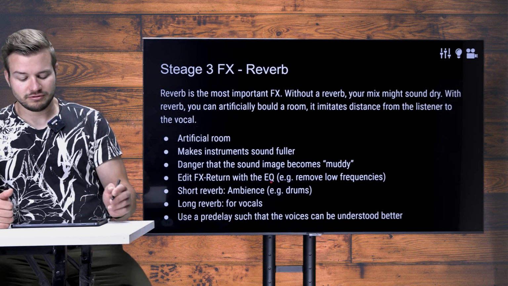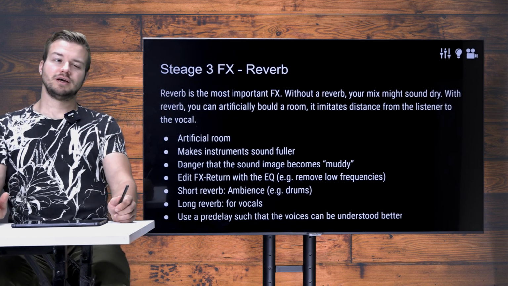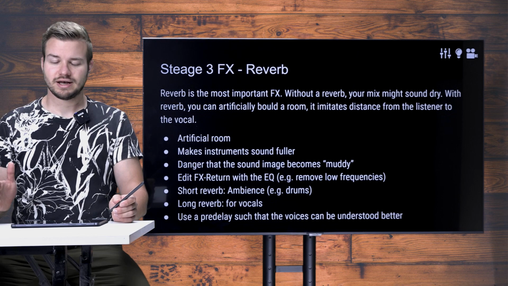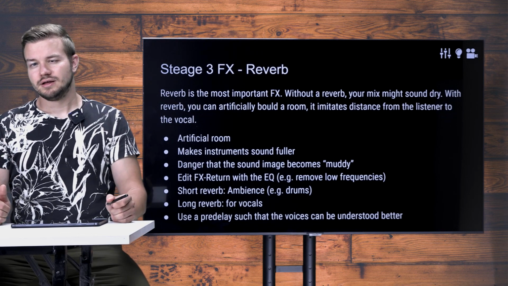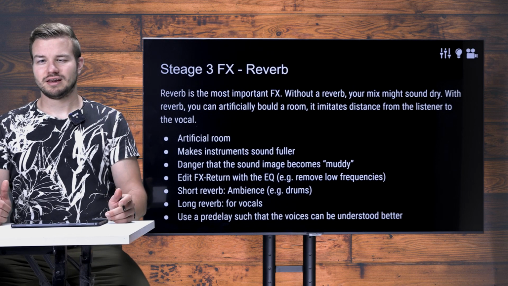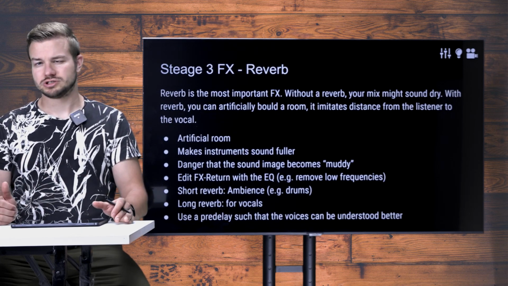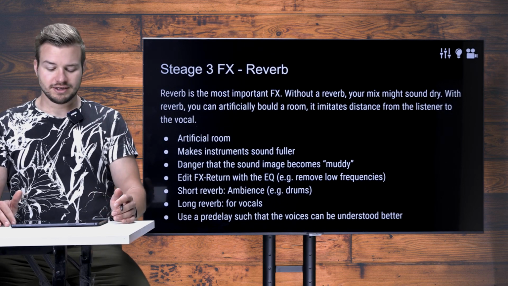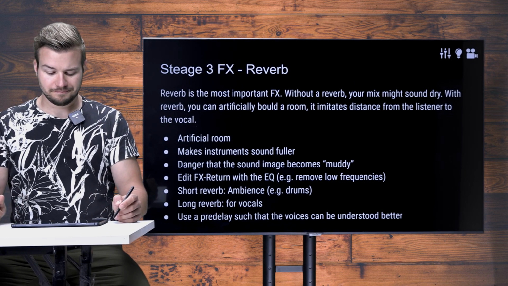Edit the effect return with the EQ. That's also an important part. At the channel where there is the effect return, I normally do a high cut and low cut a little bit. I normally just want the effect above 100 or 150 hertz up to, I don't know, 10k hertz probably. So I remove everything below and above.